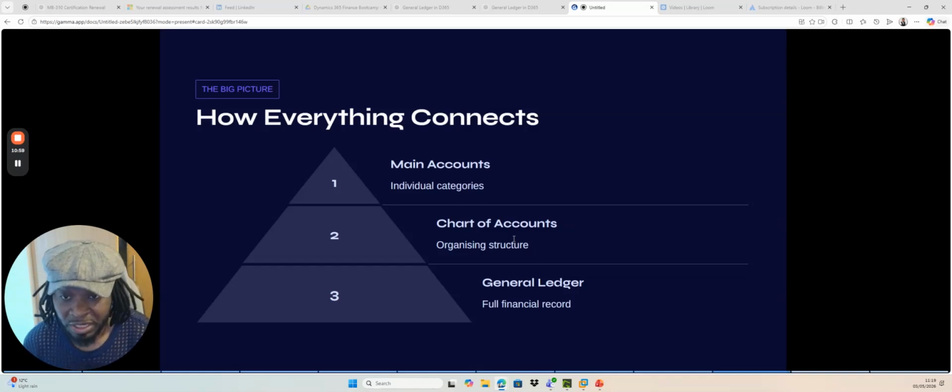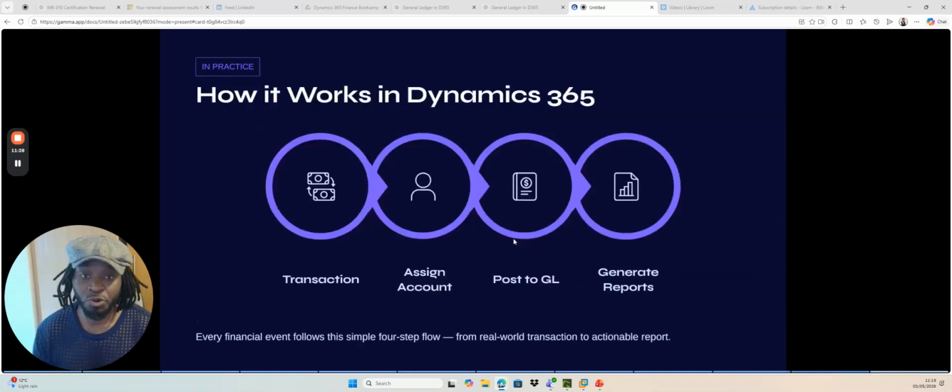Looking at everything now, you realize that the main accounts, that is the individual categories, connect to the chart of accounts, which organizes the structure, and then the full picture, which is the financial recording, is the general ledger. I hope this makes sense, and this clarifies some of the doubts that you had about the workings in Dynamics 365.